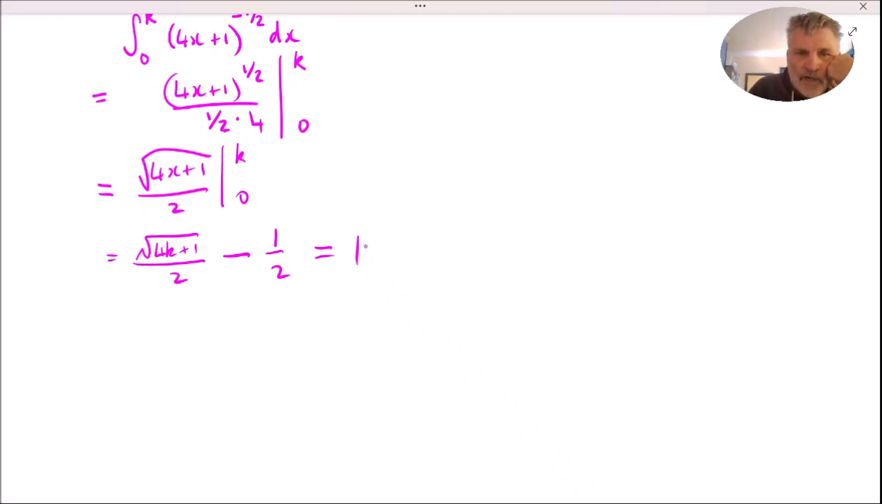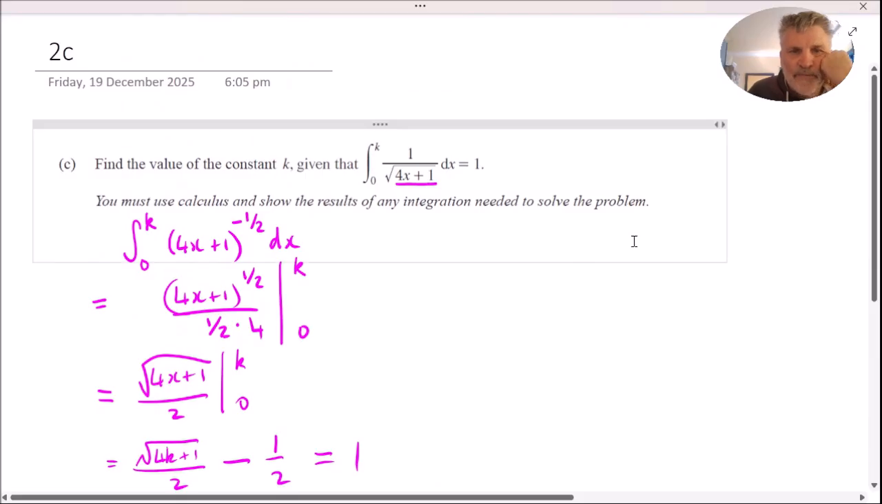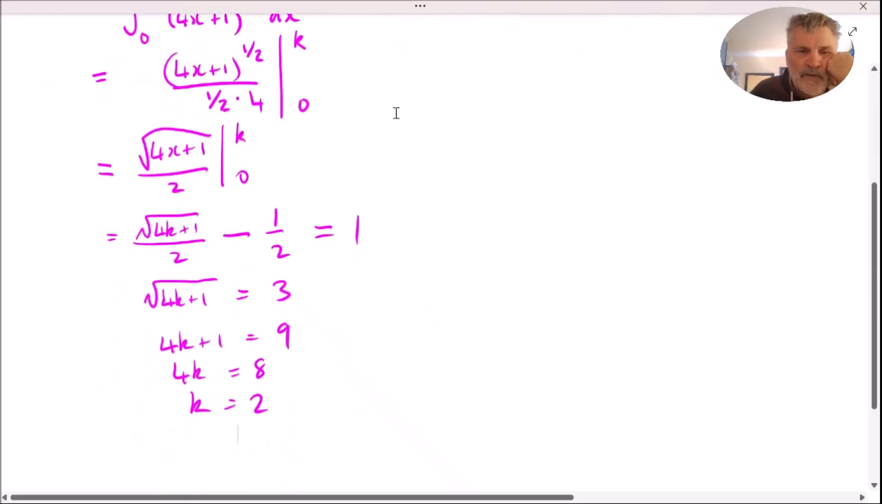Add a half onto the other side, you get 3 over 2, multiply by the 2, you get 3, so we get root 4k plus 1 equals 3. Square everything, 4k plus 1 equals 9, take off the 1, 4k equals 8, so k equals 2, and the question said find the value of k.